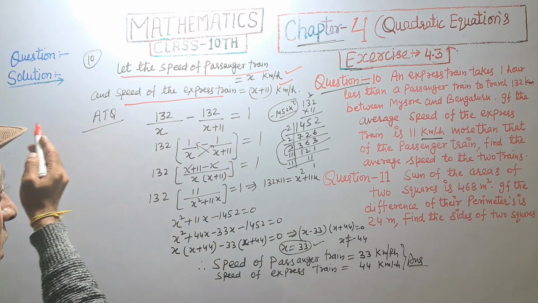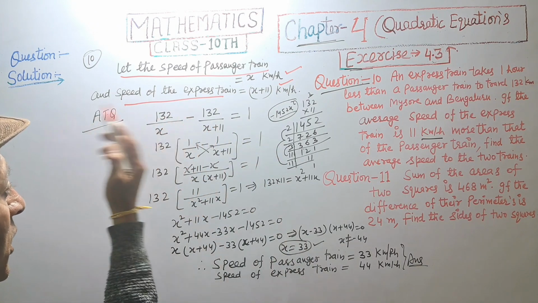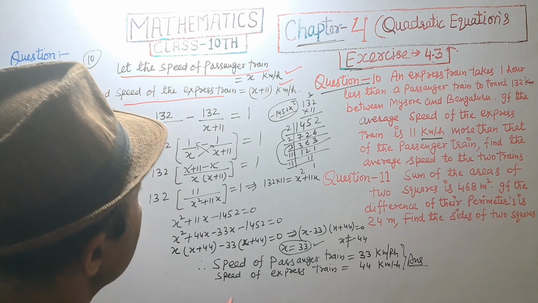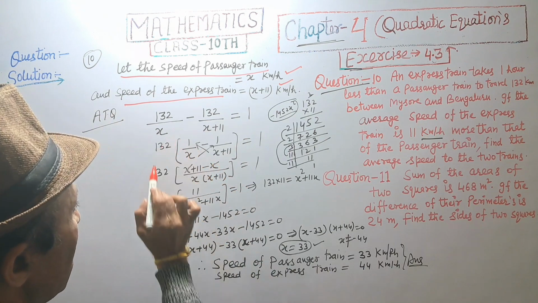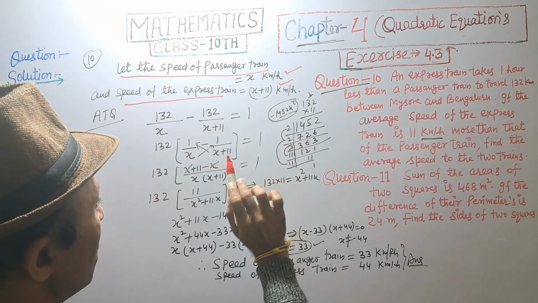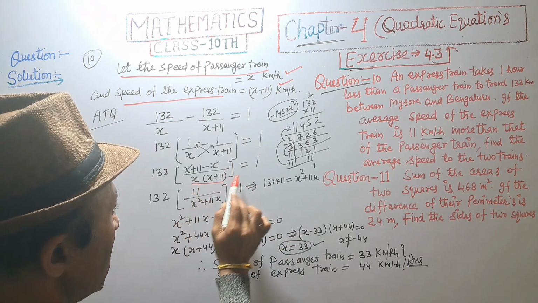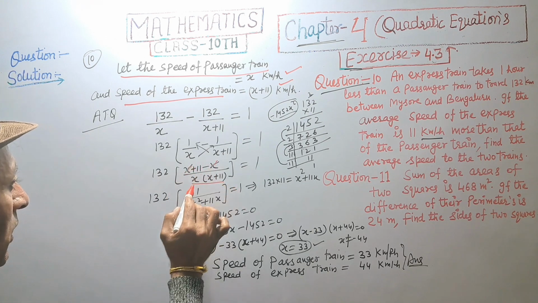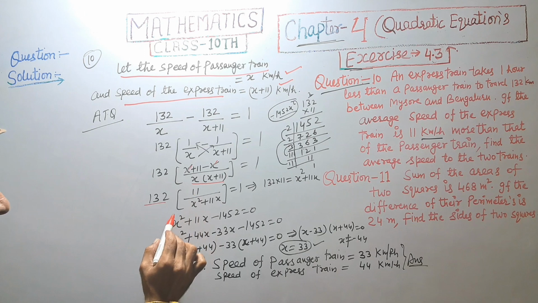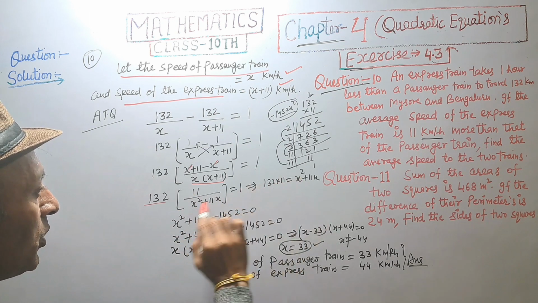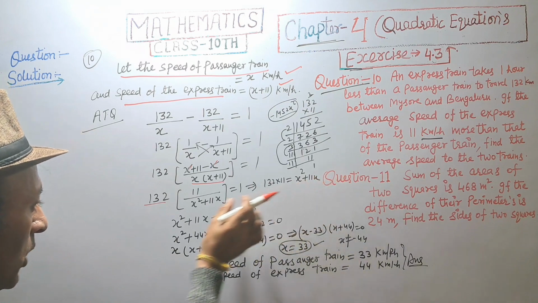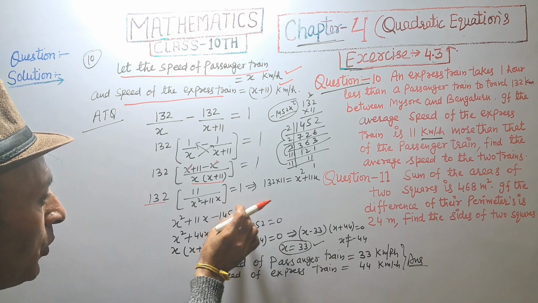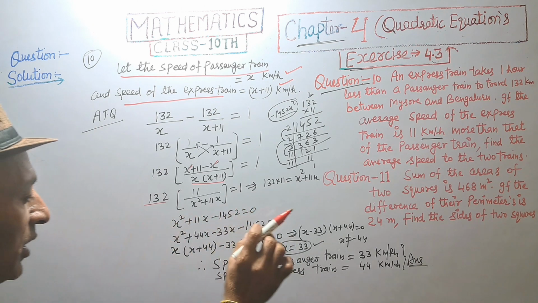Taking 132 common, 1 upon x minus 1 upon x plus 11 in bracket. Multiplying, divided by x into x plus 11 is equal to 1. x is cancelled, and 132 multiplied by 11 is equal to x square plus 11x. Shifting to the right side, x square plus 11x minus 1452 equal to 0, and it's a quadratic equation.